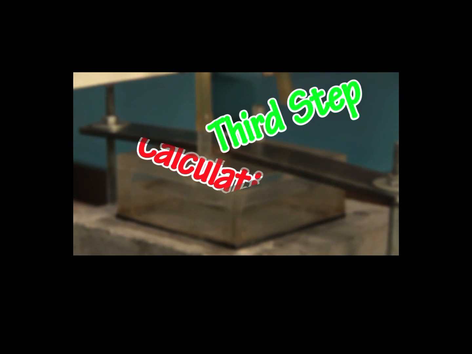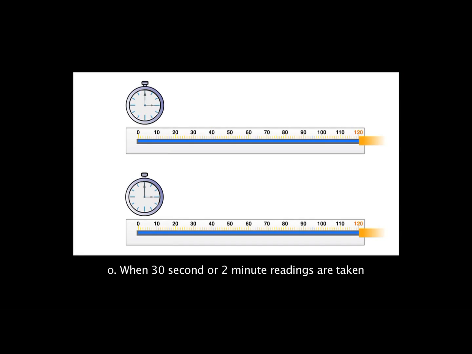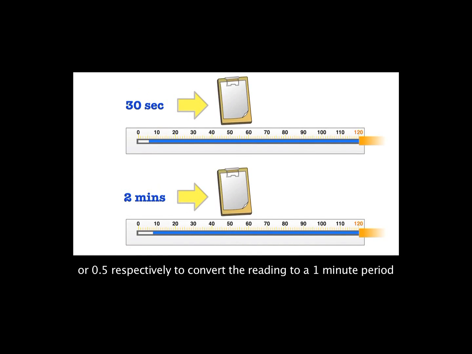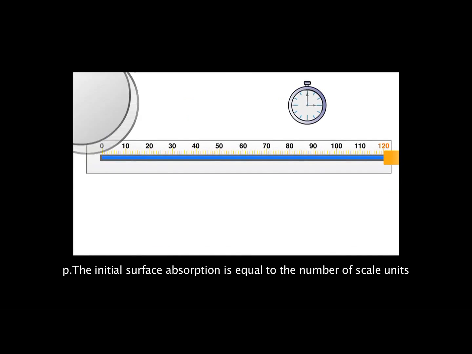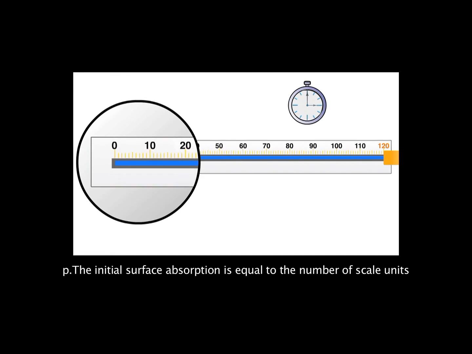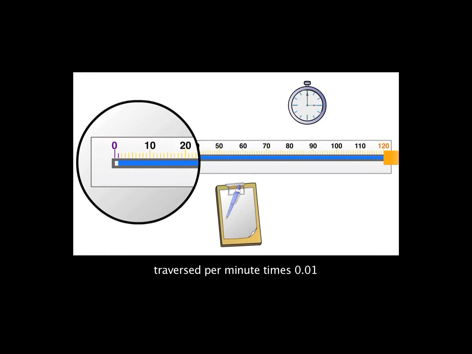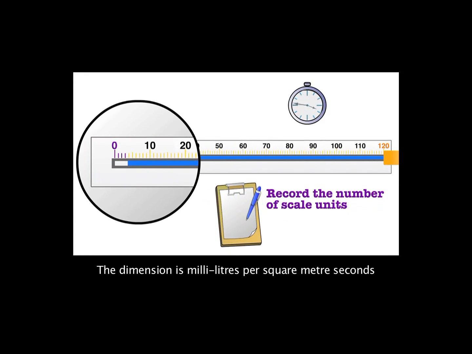The third step is calculation. O. When 30-second or 2-minute readings are taken, multiply the number of scale divisions by 2 or 0.5 respectively to convert the reading to a 1-minute period. P. The initial surface absorption is equal to the number of scale units traversed per minute times 0.01. The dimension is milliliters per square meter seconds.